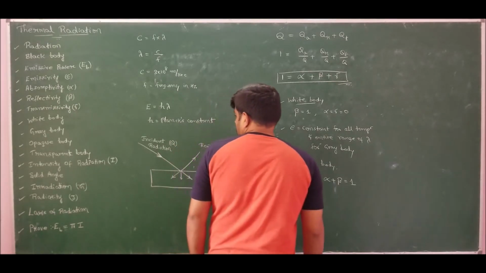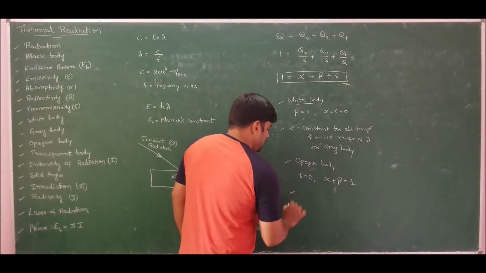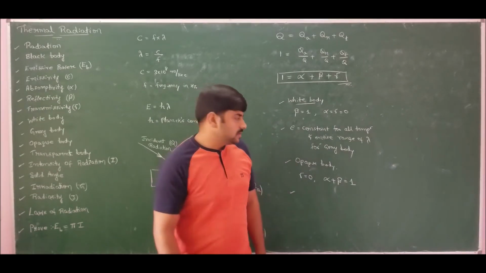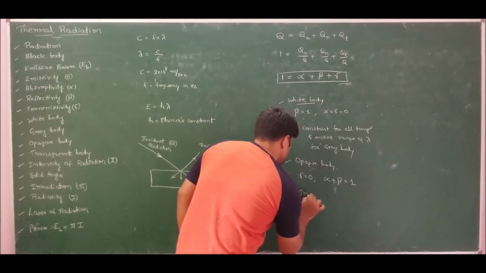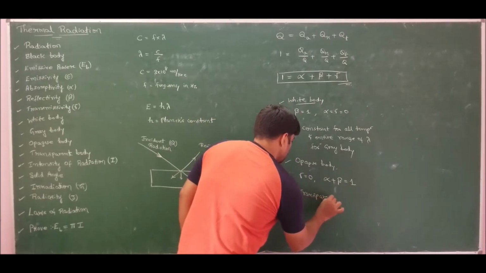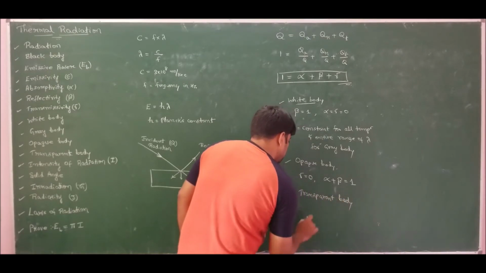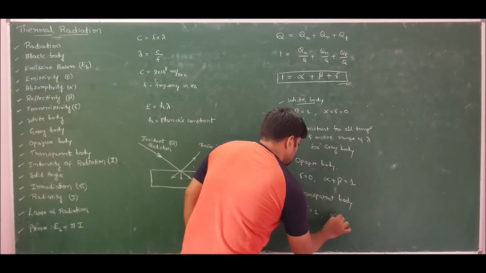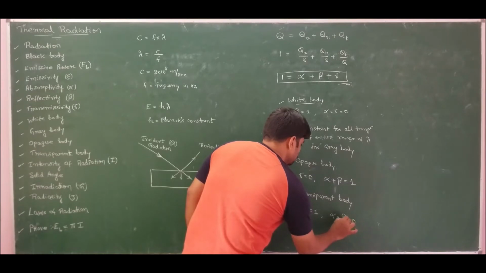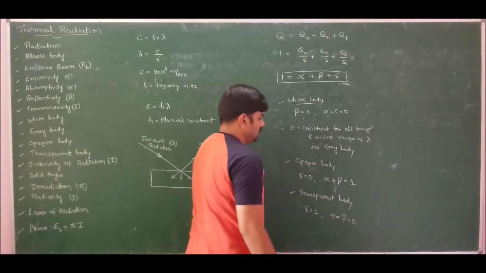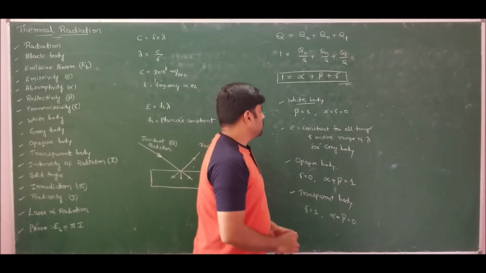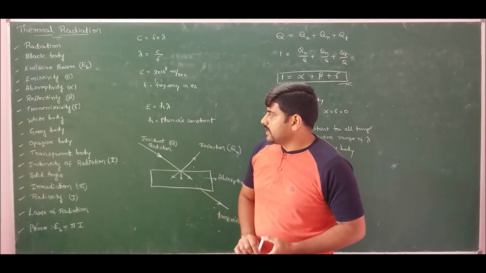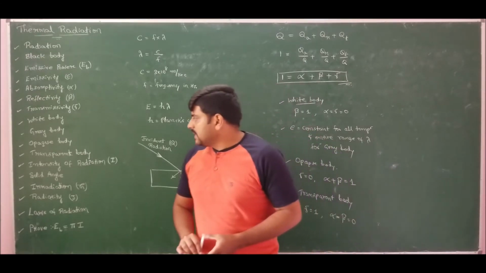Next is the transparent body. A body is said to be transparent if it transmits all the radiation incident on it. So therefore, for a transparent body, since it transmits all the radiation incident on it, gamma is equal to 1. So therefore, alpha and beta should be equal to 0. That is, absorptivity and reflectivity should be equal to 0. So this is about the concept of various bodies. That is black body, white body, gray body, opaque body, and also transparent body.